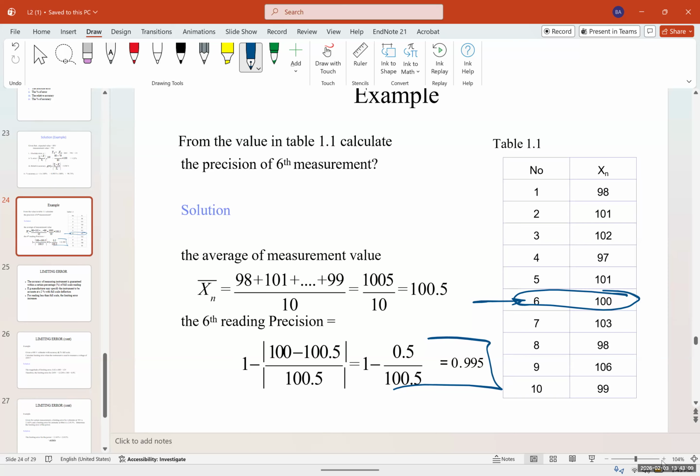Okay. Why is the sixth reading selected? This is just arbitrary, it's for the example. I could say fourth, fifth, second, any of them. This is just for this example. But in the exam, I may ask for the third. That's a good question, by the way. Let's do it for the third. I want to find the precision for the third reading.